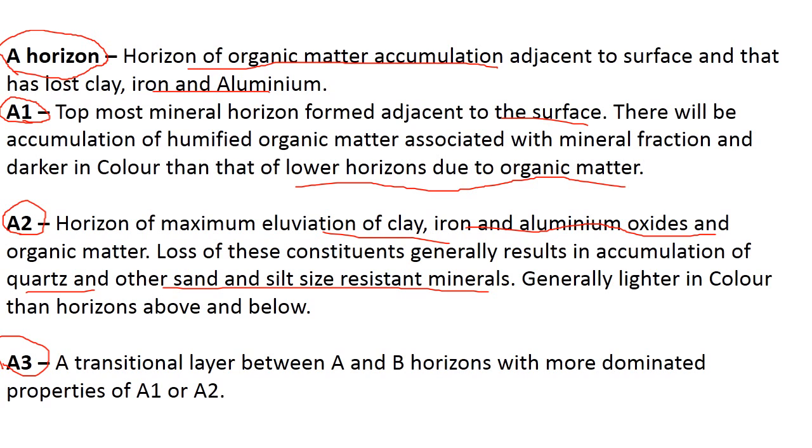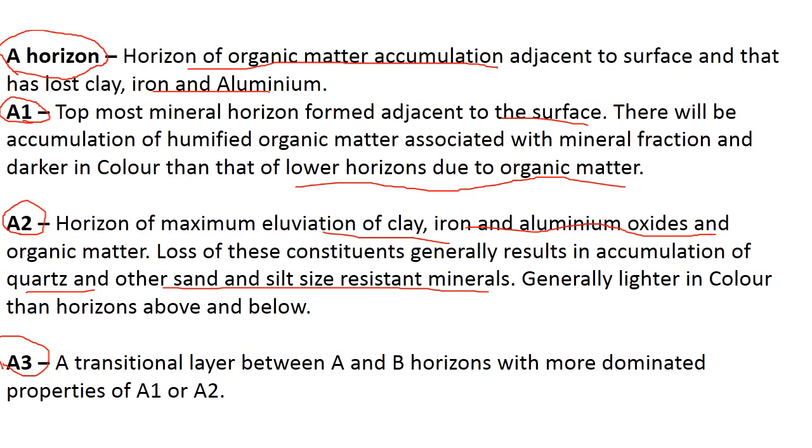The A1 is the topmost mineral horizon formed adjacent to the surface. There will be accumulation of humified organic matter associated with the mineral fraction, and it is darker in color than that of the lower horizon due to the organic matter. Due to the percolation of water, the accumulation of organic matter is found in the A1 layer and it looks brownish in color.